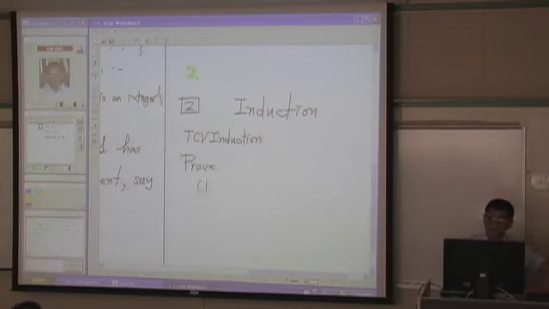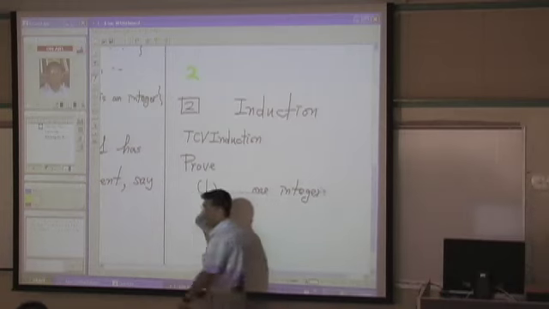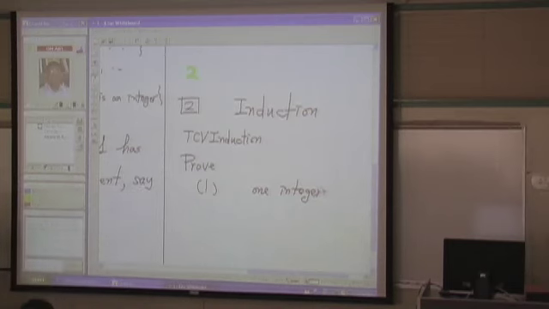Prove that the statement is satisfied by just one integer. One integer. It could be, for instance, 0. It could be 1. It could be 2. It could be 5. It could be 10. So the statement is satisfied by one integer.